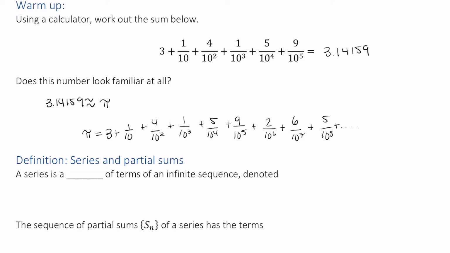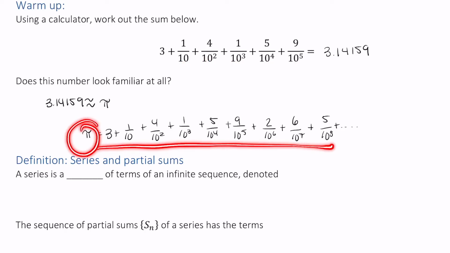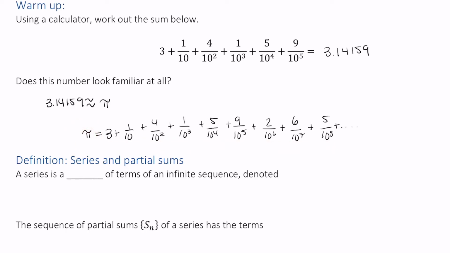Well, what we have just done in this warm-up is we've figured out the sum of the first 5 terms of a series. And we've represented the number pi as an infinite series. Now let's actually define what a series is.